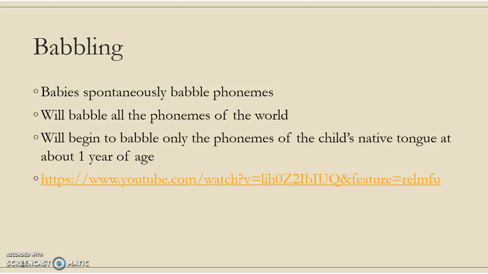The first stage is babbling. It's little kids starting around age 4 months. They'll spontaneously babble different phonemes. Now, they won't make any sense, but what's really cool is babies are all born with the ability to babble phonemes of all languages from all around the world. But when they start hitting about 1 year of age, they're going to just stick to the phonemes of their native tongue, so the ones that they hear over and over again.